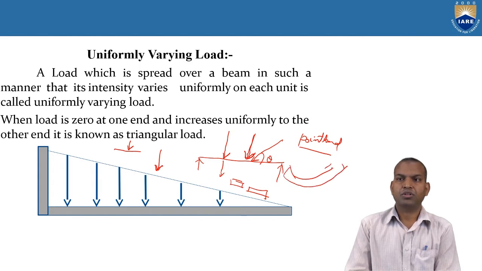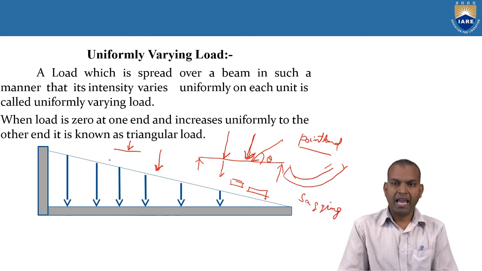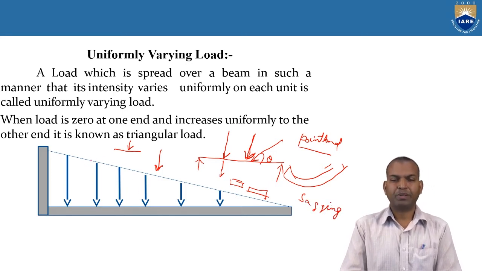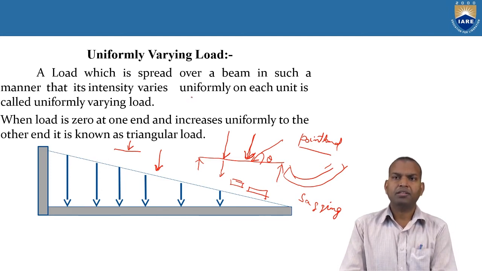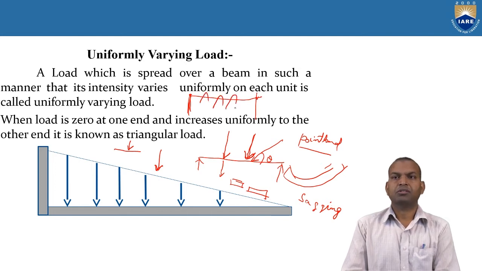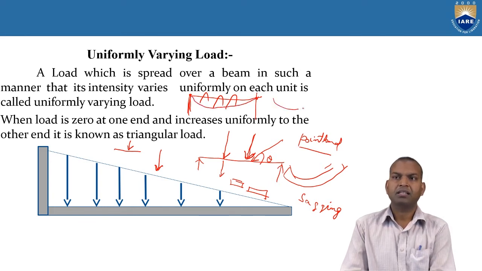This is the word sagging. We can observe sagging deformation practically in day-to-day life also. Suppose there are two poles for drying clothes, and the two poles are tied by one rope. If you keep the clothes on it, then what happens? The rope will deform or deflect in this direction, sagging.